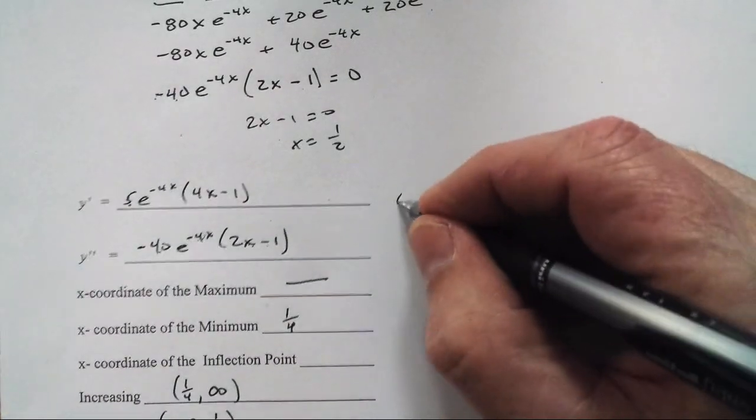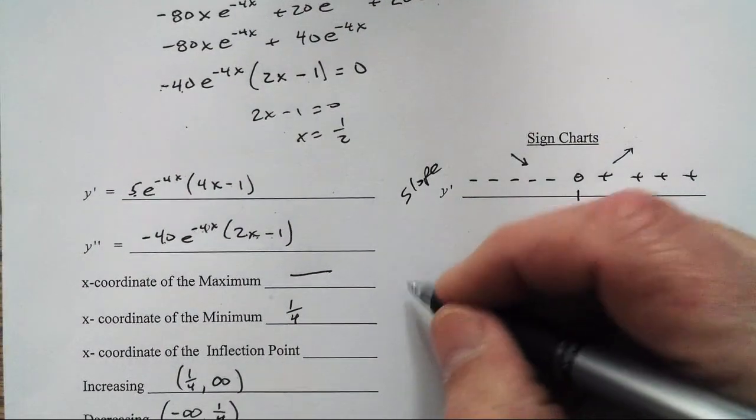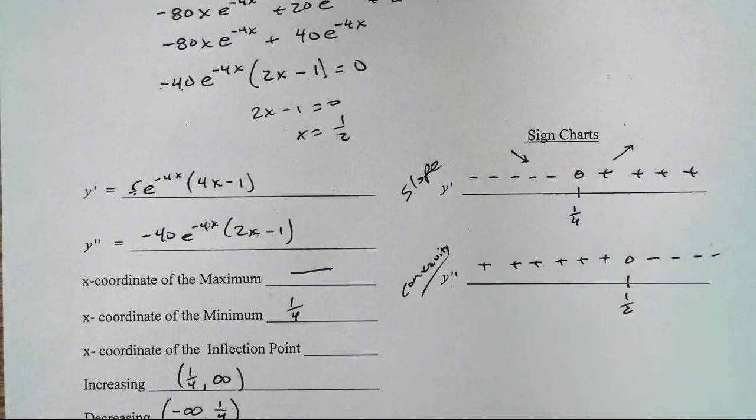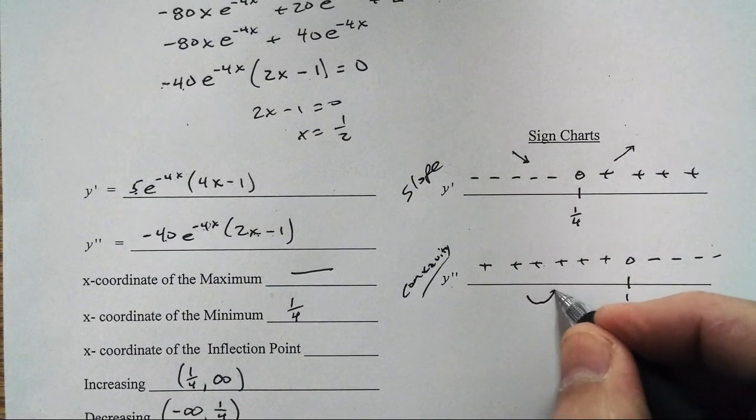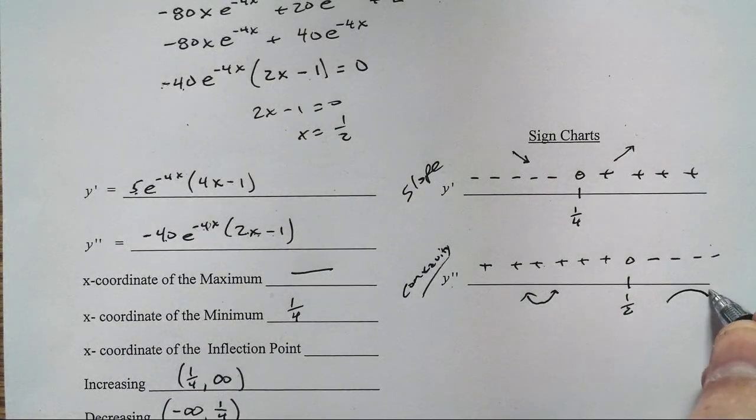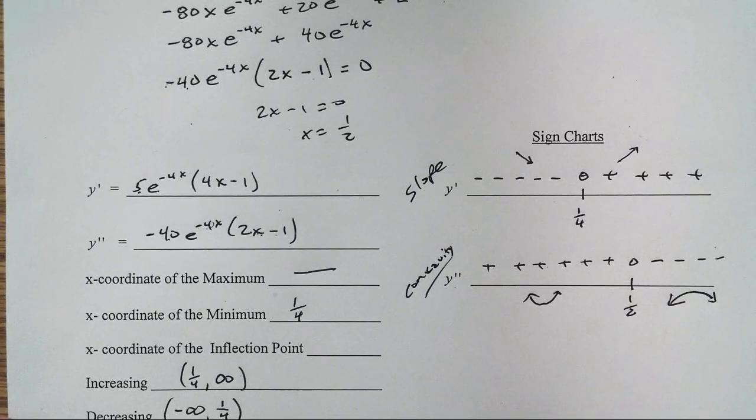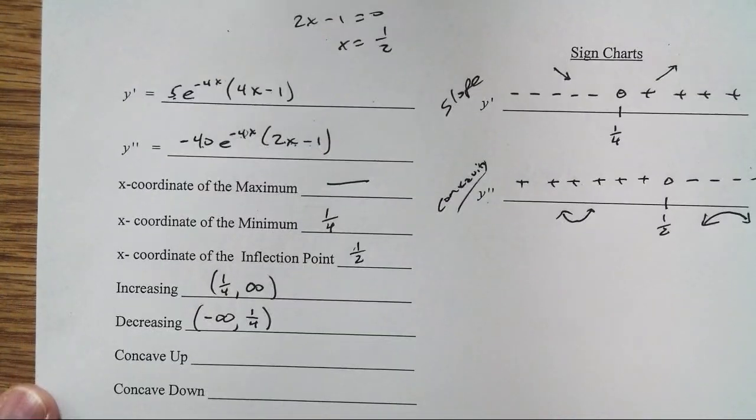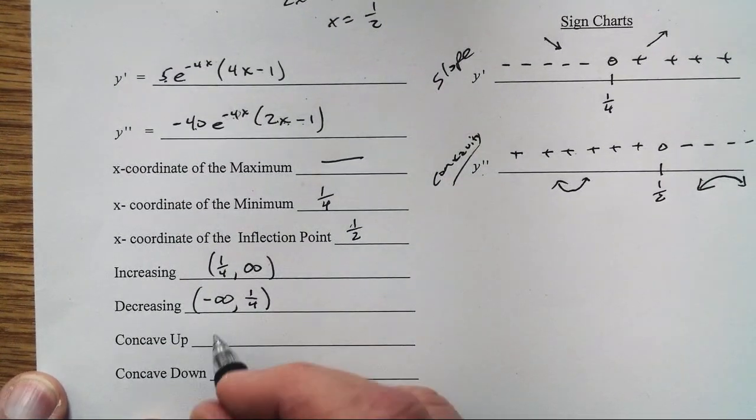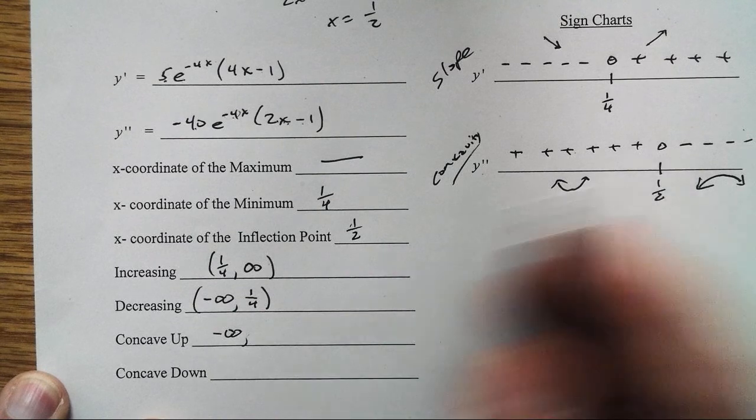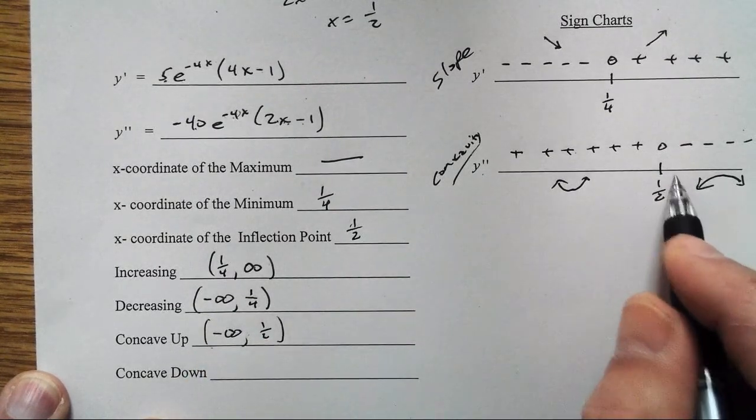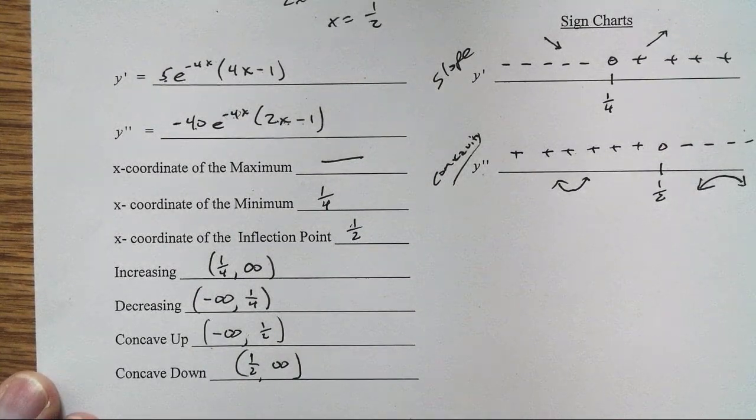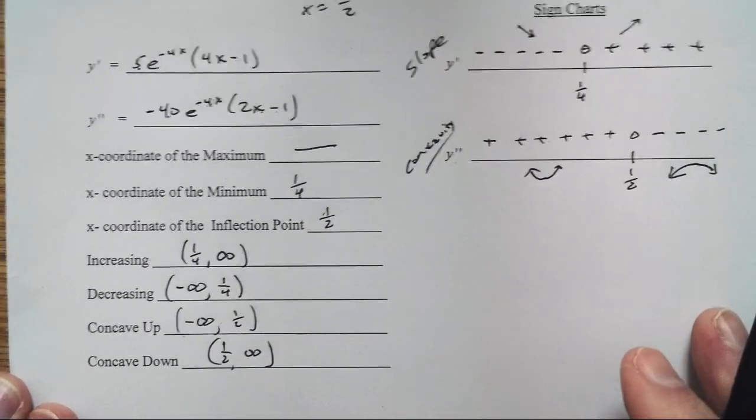Okay. So again, this is our slope. This measures our concavity. So we are concave up, and we are concave down here. And we have an inflection point at 1/2 where the concavity changes signs. We're concave up from negative infinity until we get to 1/2, and concave down from 1/2 to infinity. And we've got all of our answers here. We just need to build a graph.